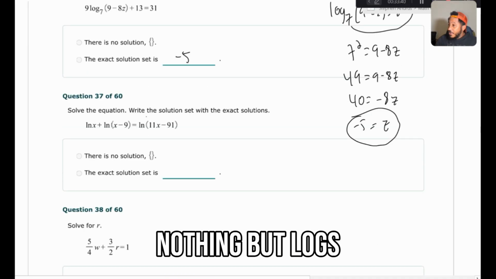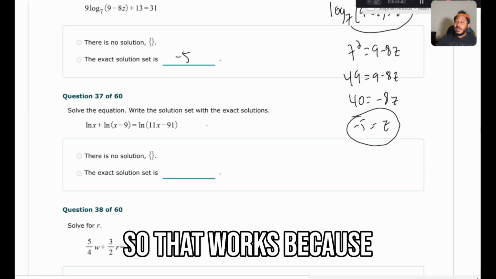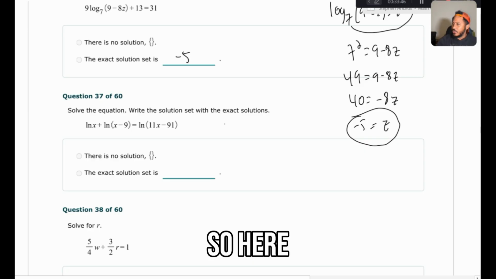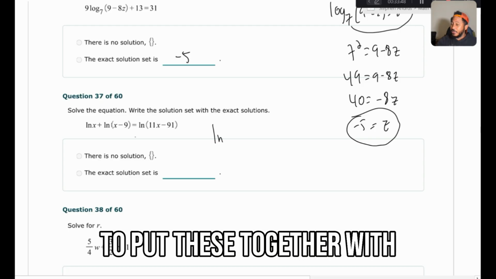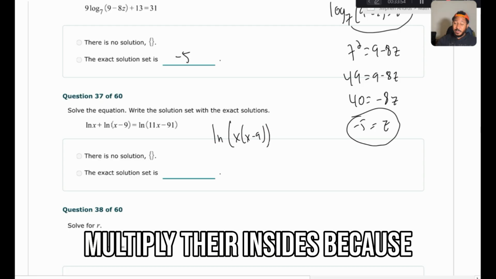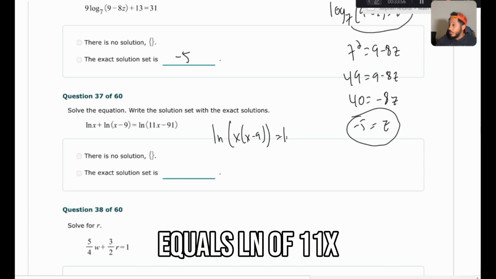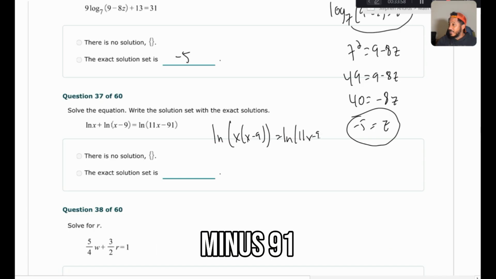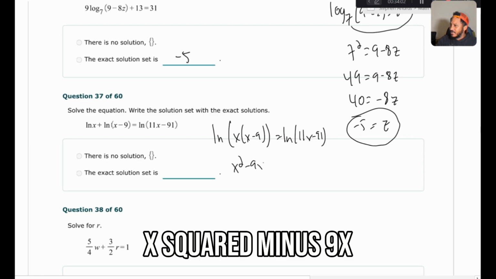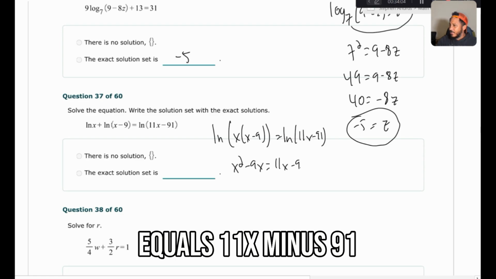Right here we have nothing but logs, right? ln. Okay, so that works because now we can match the ln's on both sides, right? So here we would get the ln of, to put these together, x times x minus 9. Multiply their insides because there's a plus in between, equals ln of 11x minus 91. Now the ln's just go away, so this becomes just x squared minus 9x equals 11x minus 91.